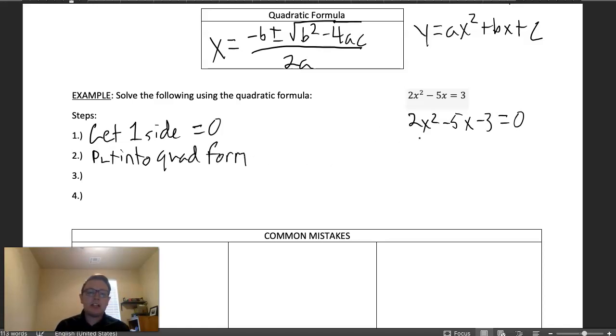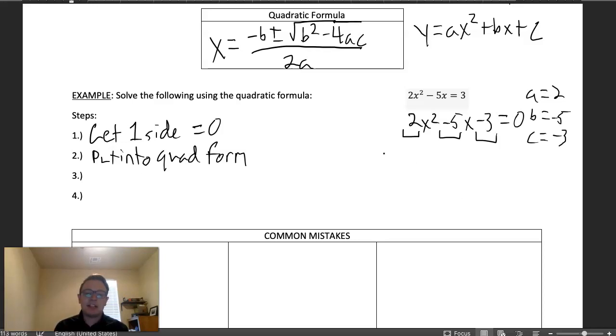Now let's take a look. What are each of our coefficients? A is going to be 2, B is going to be minus 5, and 3 is going to be C, or minus 3 is going to be C. So let's write that down. We have A is 2, B is minus 5, and C is minus 3.